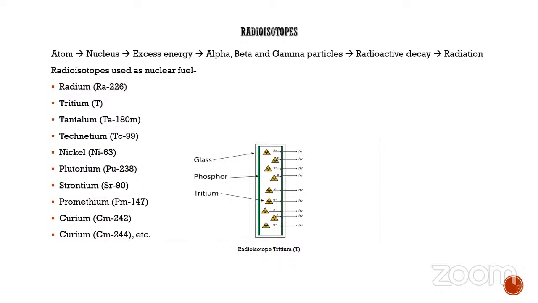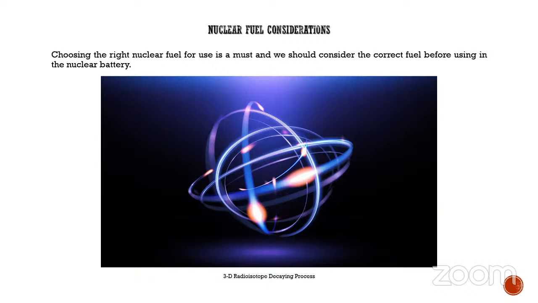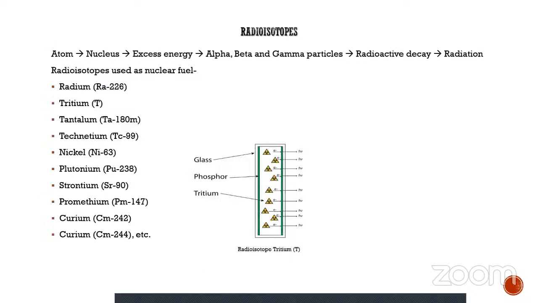Some of the radioisotopes that are used as nuclear fuel are radium-226, tritium, tantalum-180m, technetium-99, nickel-63, plutonium-238, strontium-90, and promethium-147. We use curium-242 and curium-244 also. So these are the radioisotopes that can be used as fuel. And this is the radioisotope tritium. You can see that it's covered in a glass capsule, and inside the glass capsule we have a phosphor coating. These are the reflective materials, or you can say materials which hold the tritium radioactivity inside this capsule.